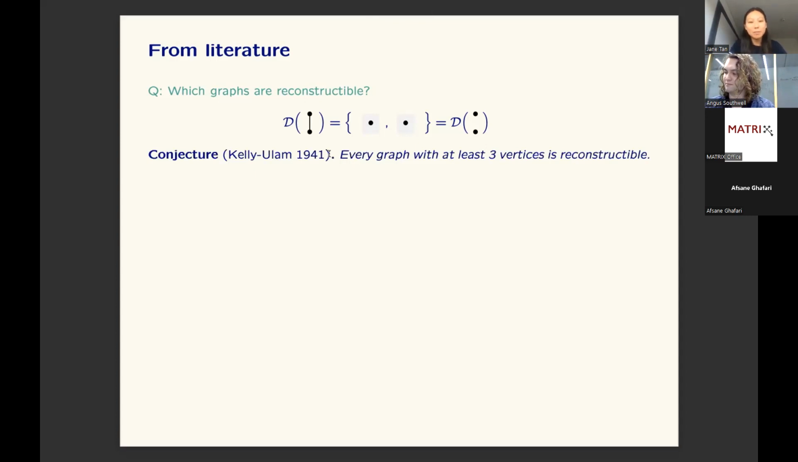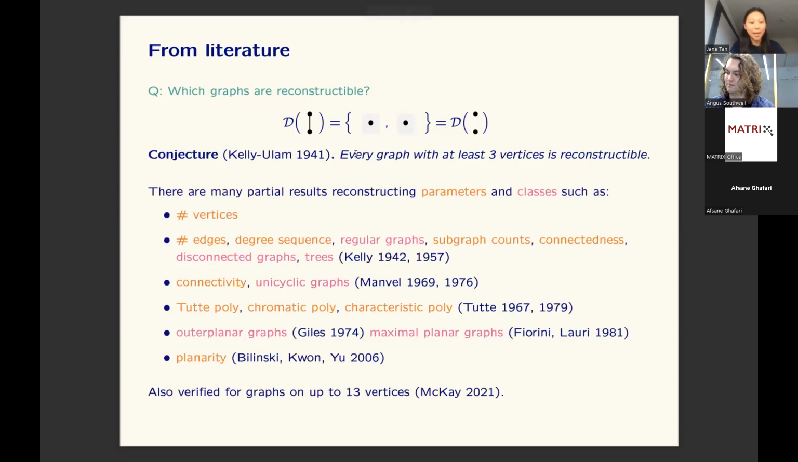While we don't have much headway into proving this, there are a lot of partial results. So I'm going to bring up a huge list of those here and then unpack them. Typically, partial results for reconstruction come in 2 types. The first is reconstructing graph parameters, for instance the number of vertices, number of edges, degree sequence, subgraph counts, connectedness, connectivity, graph polynomials, planarity. These are the things I've put in orange on the page, and these are properties of the graph that we can reconstruct given the deck.